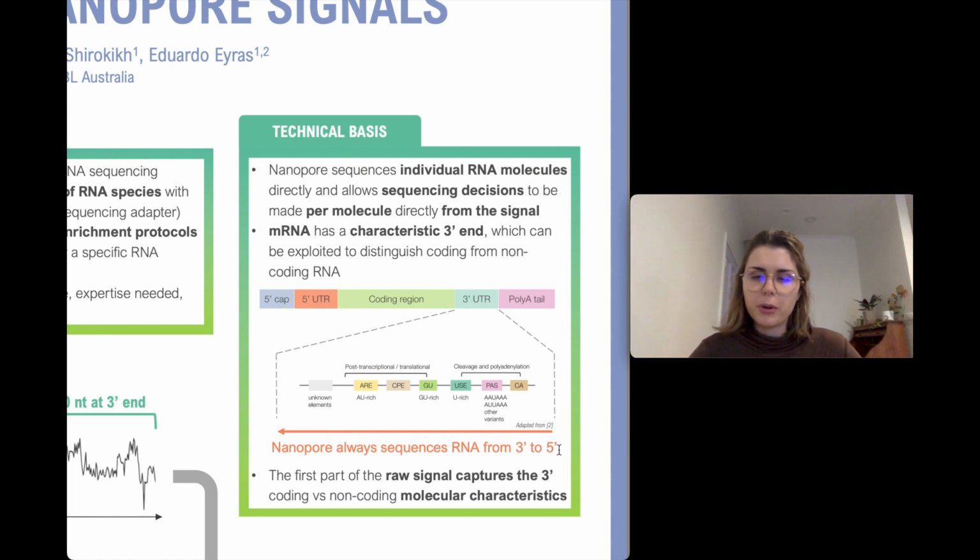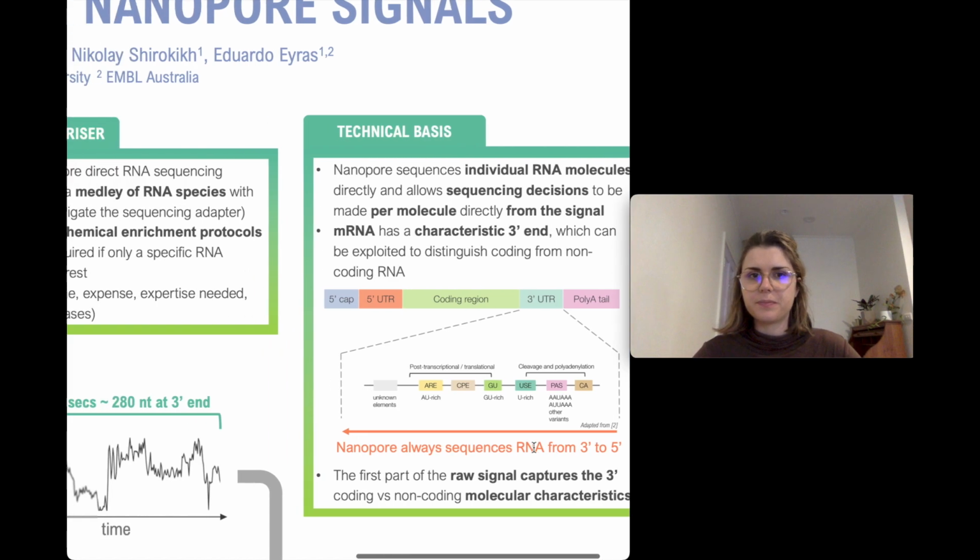The important point here is that Nanopore always sequences RNA from the 3' to the 5' direction. So the first part of that raw electrical signal from the nanopore is always going to capture the same 3' characteristics that can be used to distinguish between coding and non-coding RNA.